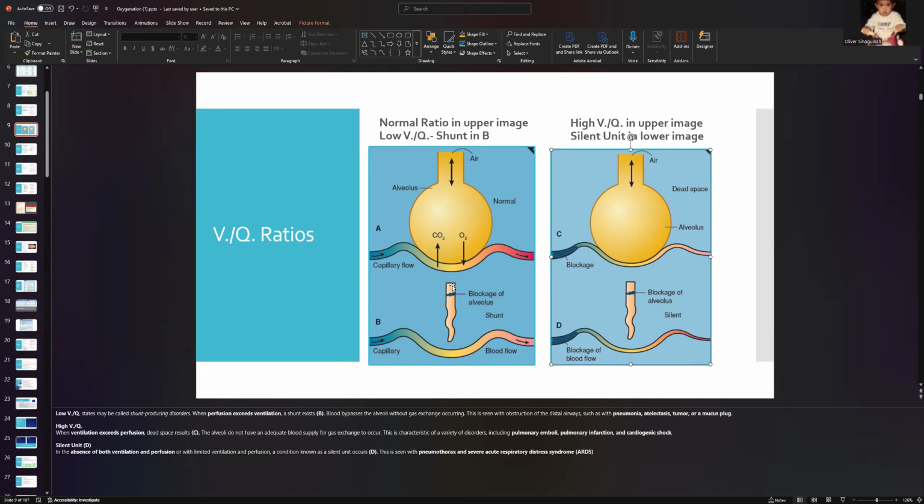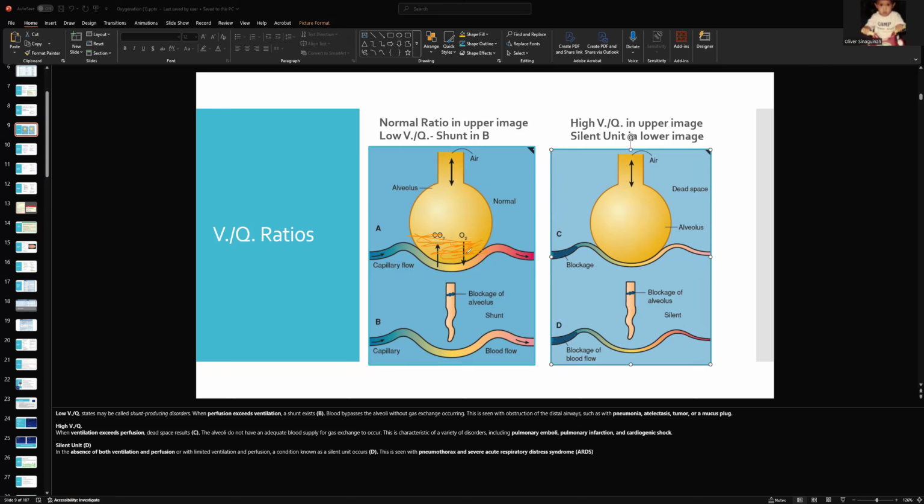So causes for this side, the problem in the alveolus side, would be things on that side of the alveolus. So pneumonia, the fluid and the mucus secretions would be filling this, right? And same thing for the mucus plug. For atelectasis, it would be collapsed like this. It would just shrink. So the problem is on the alveoli, the lung side.